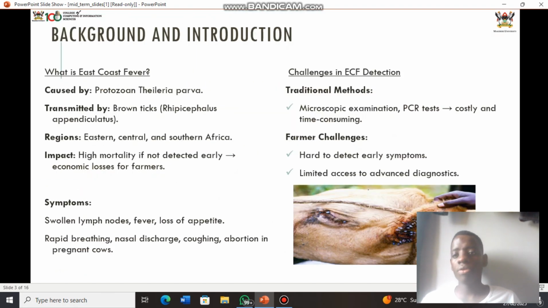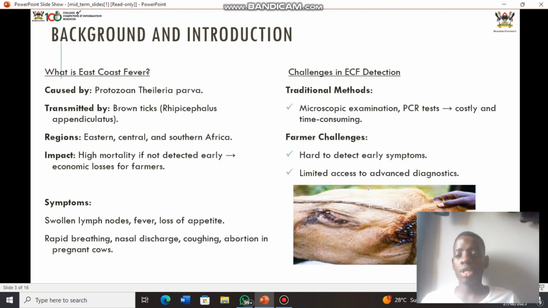First of all, East Coast Fever is a disease that attacks cattle, mostly in eastern, central, northern and southern Africa. It is caused by a protozoan and transmitted by brown ticks, and it is fed by the calf buffalo. Its impact is a high mortality rate, and it also causes economic losses for farmers in case they lose their cattle.